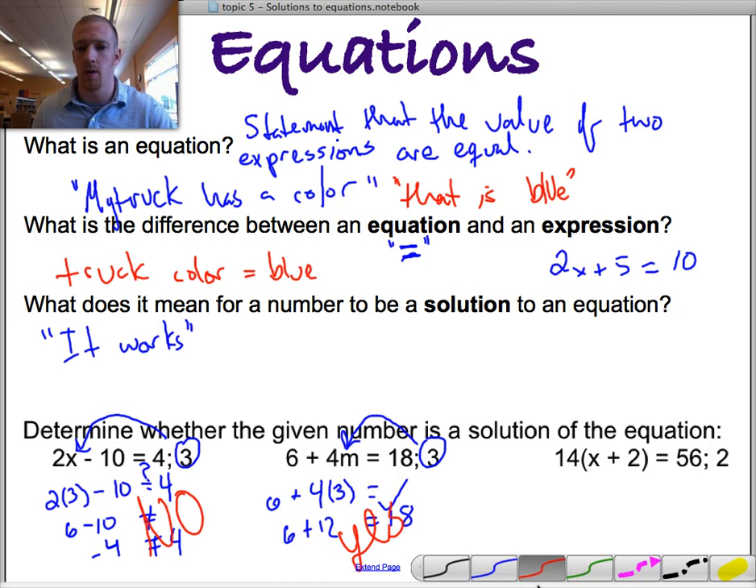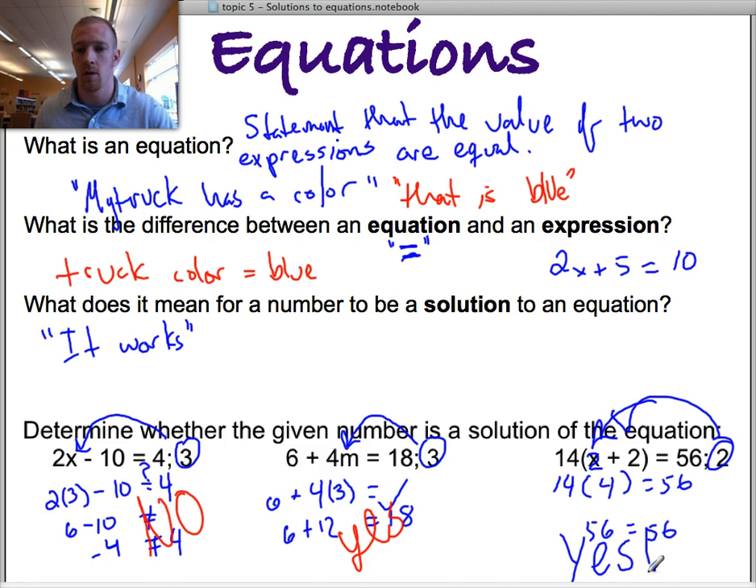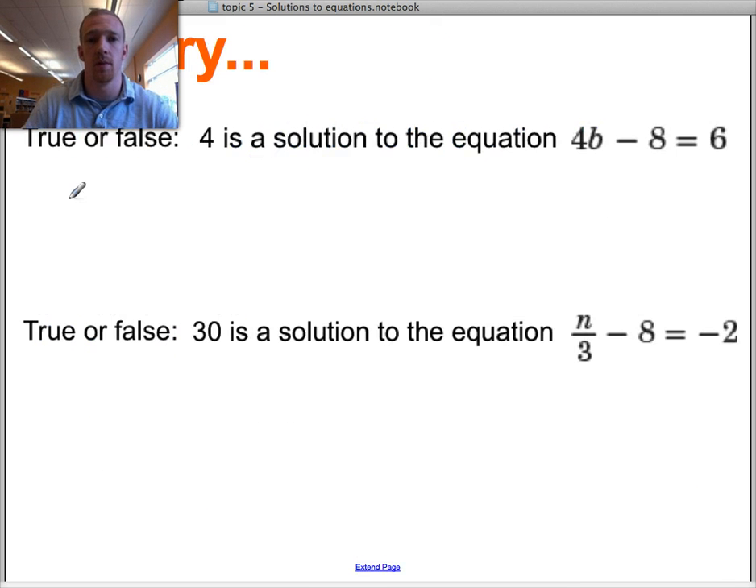I'll try one more. I'm not going to distribute this. I'm going to plug in the number right away. So plug in the 2 right there. So we got 14 times 2 plus 2 is 4 equals 56. 14 times 4 is 56. So, yes. All right, so then here are your U-tries. Try a couple of these, and we'll be going over this and the other stuff next class.